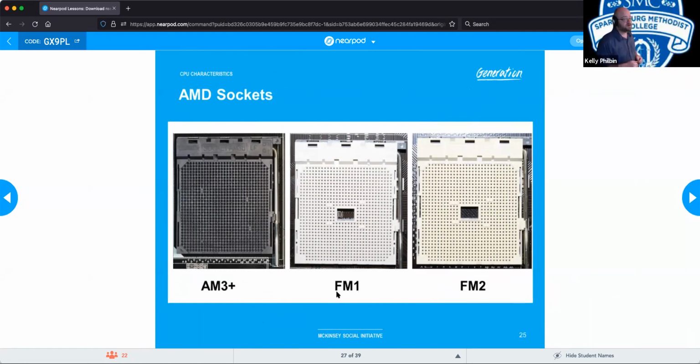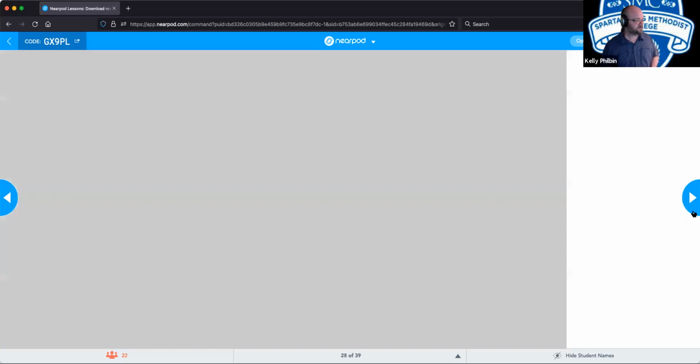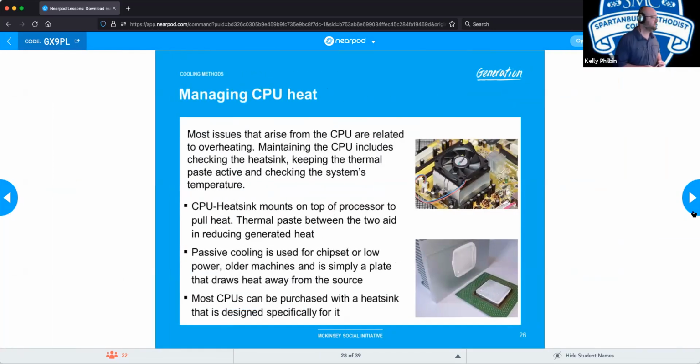Any questions so far? All right, move right into it. Managing CPU heat.